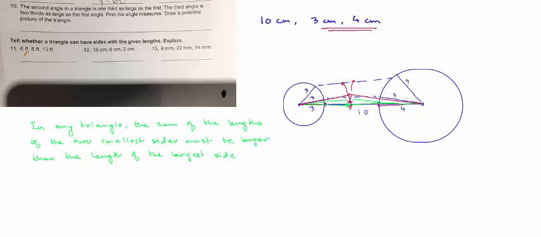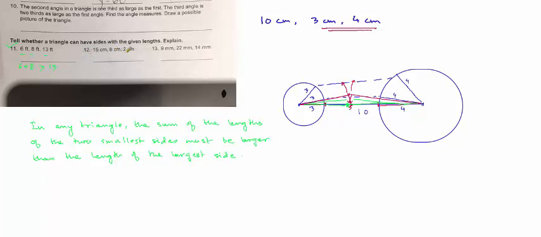Now take a look at number 11. The three sides are 6 feet, 8 feet, 13 feet. Largest side 13 feet. Add the other two up. 6 plus 8 is 14. So the sum of the lengths of the two smaller sides is actually larger. So you'd say 6 plus 8 is larger than 13. Therefore, this is possible.